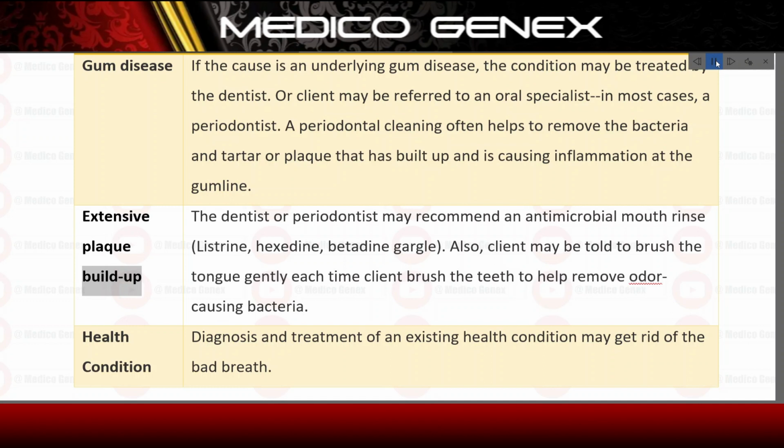Extensive plaque buildup. The dentist or periodontist may recommend an antimicrobial mouth rinse, Listerine, Hexetidine, Betadine gargle. Also, the client may be told to brush the tongue gently each time they brush the teeth to help remove odor-causing bacteria. Health condition. Diagnosis and treatment of an existing health condition may get rid of the bad breath.